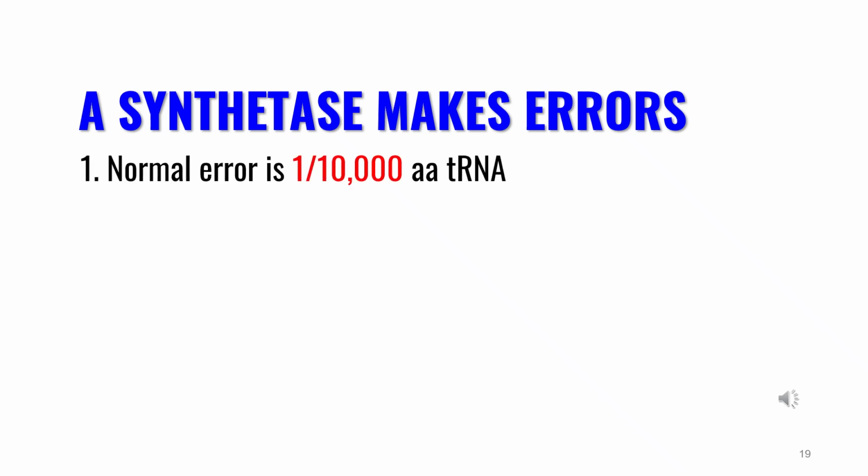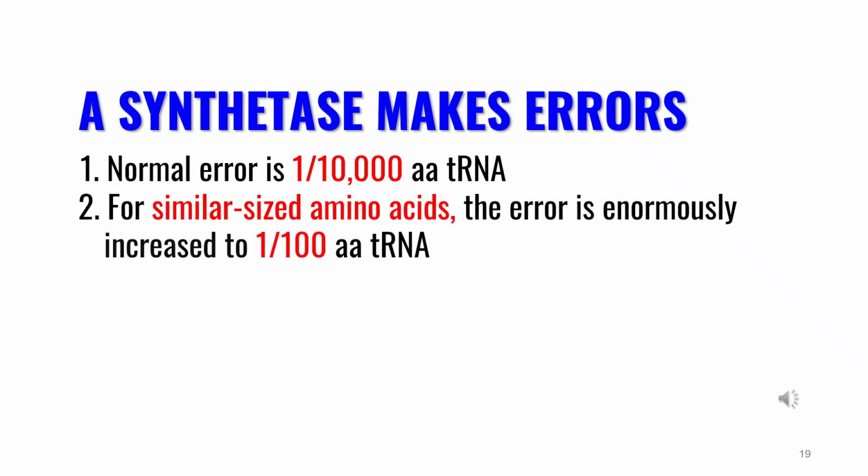In spite of being highly precise in selecting the amino acid and tRNA pair, a synthetase enzyme makes errors. The normal error rate is 1 out of every 10,000 aminoacyl tRNAs. This is increased significantly when the enzyme is dealing with similar sized amino acids.